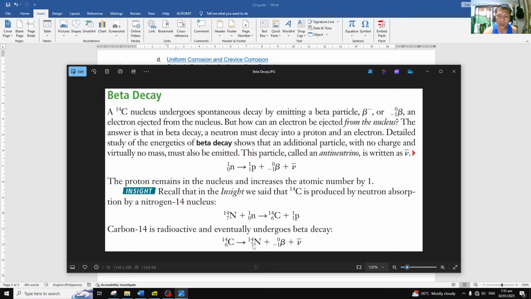So it depends on what is transferred. For your beta, that would have a negative 1 because electrons, this is the charge. So your 6 minus 1, your 7 minus 1 is actually your 6. Okay? So you will see these problems and we will just solve them.